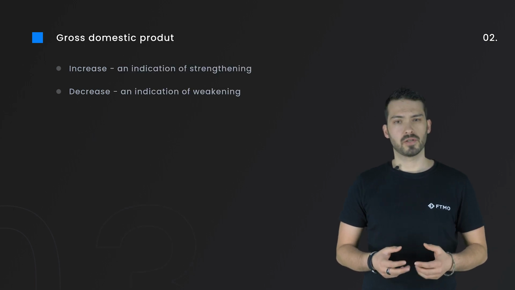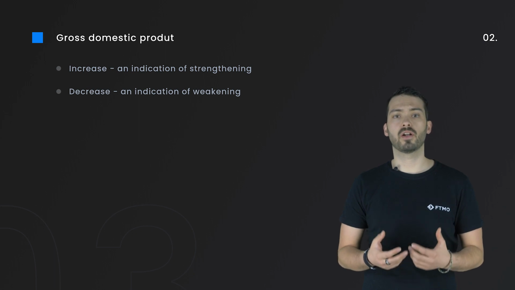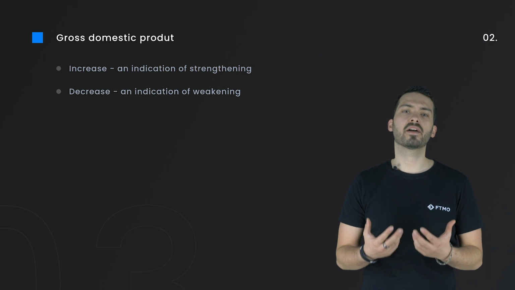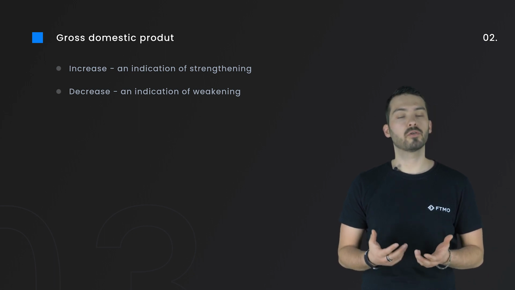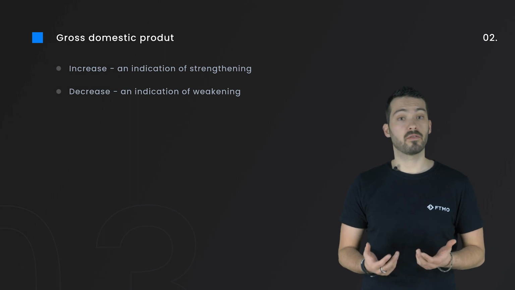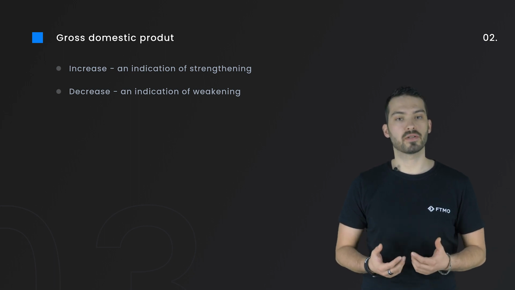Changes in the gross domestic product can have a large impact on the foreign currency. An increase in GDP tells us that the economy is strengthening and the currency could be rising. A decrease in the GDP indicates a weakening economy, therefore the possibility of falling prices in the currency.